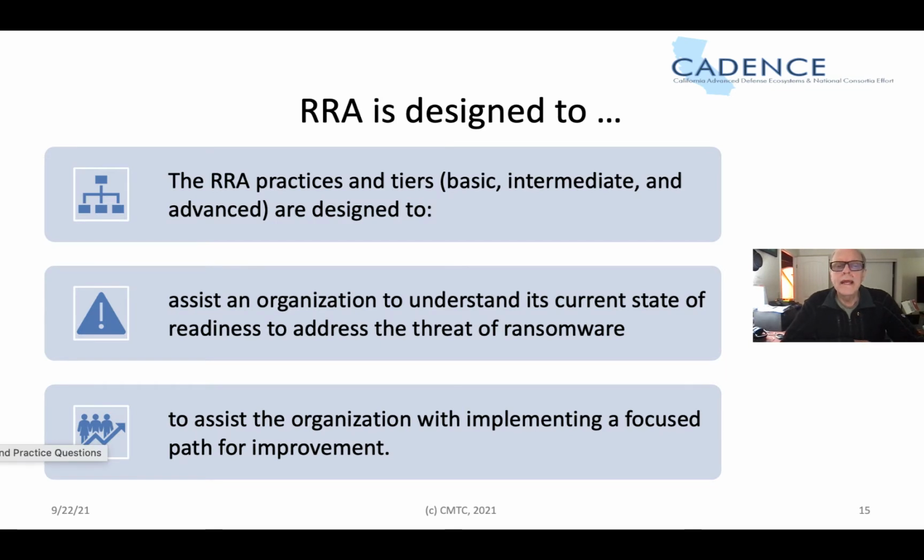Again, from the tutorial, the RRA is designed for best practices in tiers: basic, intermediate, and advanced. Secondly, it assists an organization to understand its current state of readiness, and also to project forward what that organization really needs to do to shore up their ransomware responses as well as readiness. And third, it assists the organization with implementing a focused path for remediation or improvement.